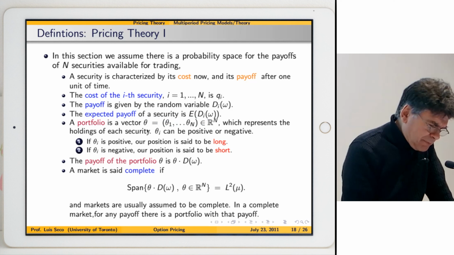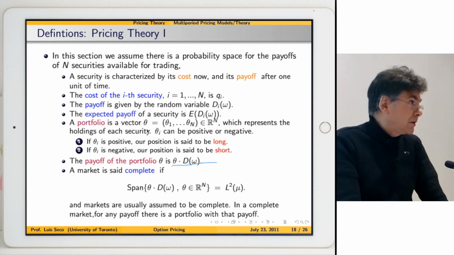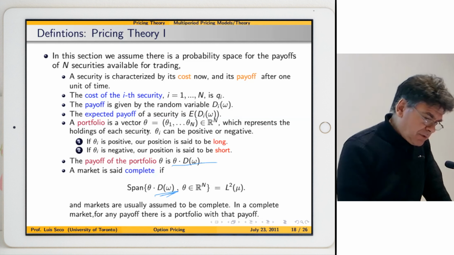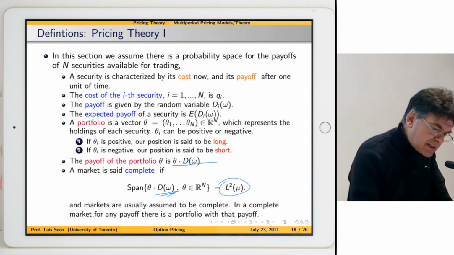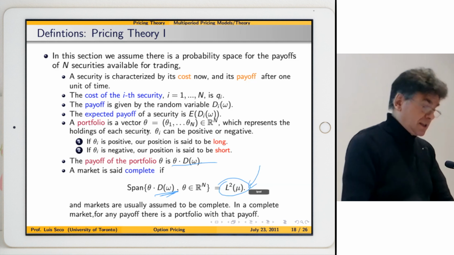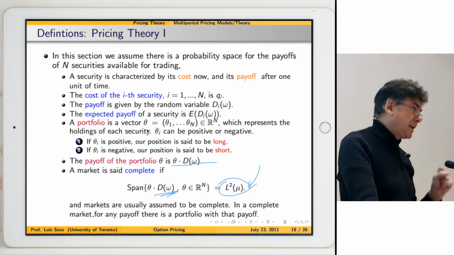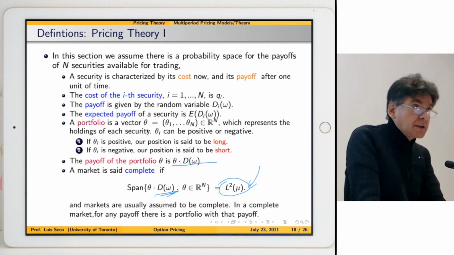So that's the payoff of my portfolio, and then a market is said to be complete if the span of all possible payoffs gives me all of the possible payoffs that can exist. And I denote that here L2 of mu, because it's the only way I know how to write that. So that would be my entire space of all payoffs. In other words, a market is complete if the basic securities that make my market give me all the payoffs that can possibly exist.